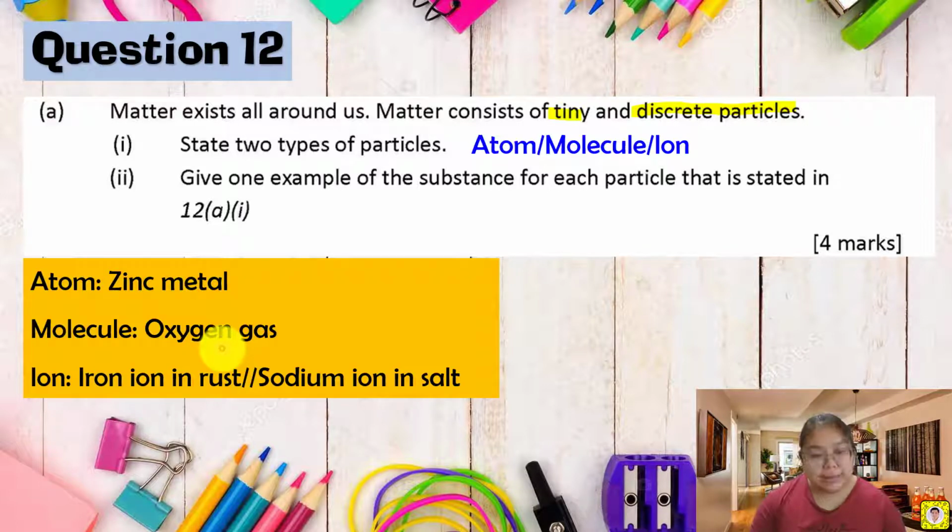Okay, after that, we have ion. From here, an ion must have a charge. Maybe after oxidation, not oxidation, ionization. After ionization, that means they produce a new object, and we call it an ion. So from here, the ion in rust, because it changes to another form. This one is another ion. You can also say the sodium ion in salt. That one is also another new substance. Okay, so this is an example for the particles.